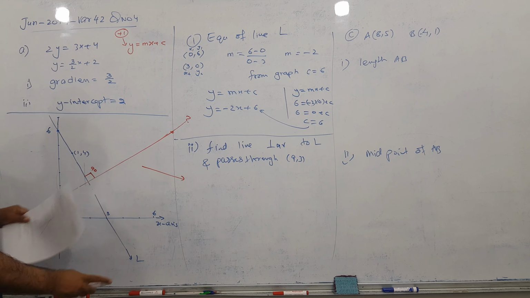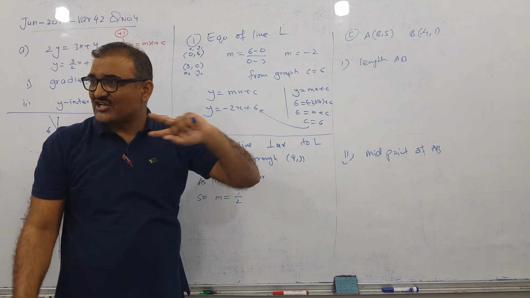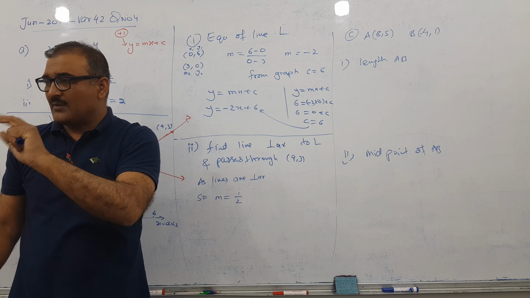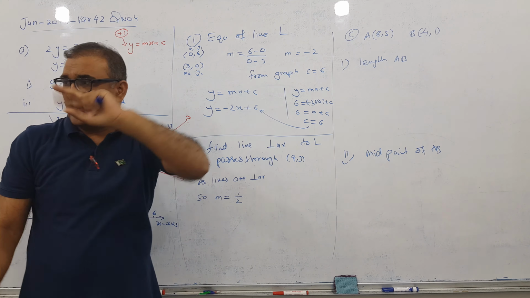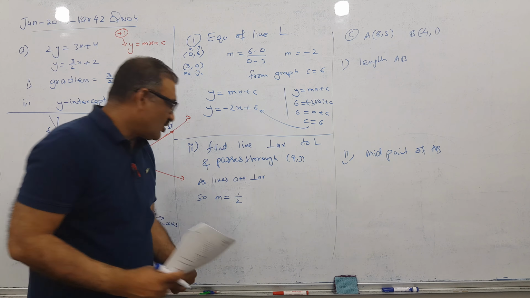So it passes through (9, 3) and is perpendicular to the line L, and the gradient of line L is minus 2. So right here, solution: as the lines are perpendicular, this is the sign for perpendicular. So what is our new line's gradient m? It is equal to, that is minus 2, this becomes 1 by 2. Actually, what is the rule? We change the sign and flip. Repeat my words: change the sign and flip. Minus 2 has nothing under it, so it means 1 down. So 1 up, 2 down. So I got a gradient.